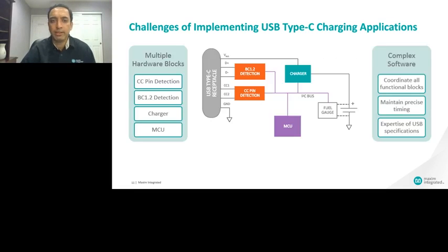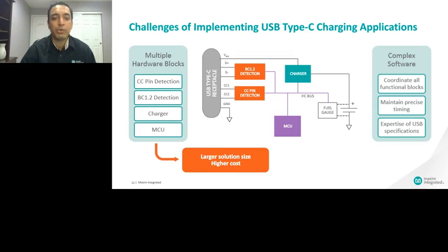So there's a few things that are evident from all of these block diagrams. Number one, you can see that there are multiple blocks that are required on the system. What this means is you need to have very complex hardware with various blocks, and invariably it leads to a large solution size and also increases the cost.